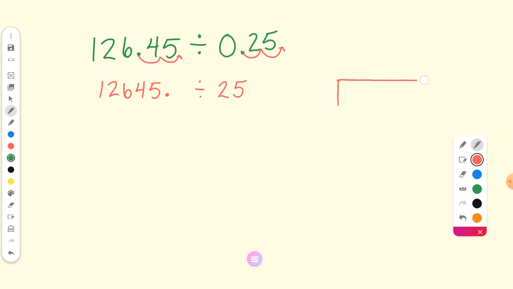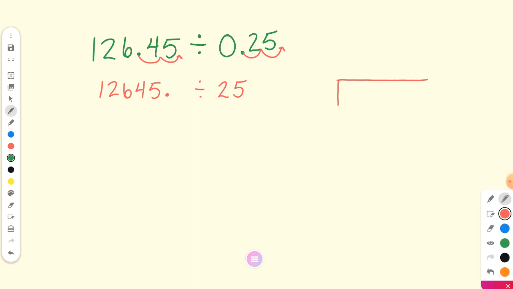Caden, you're either reworking last night's or you have a piece of paper out and you're copying these down. Now we set it up. Bryson, what goes where? The 12645 goes under the line, and the 25 goes left of it, out here to the side.